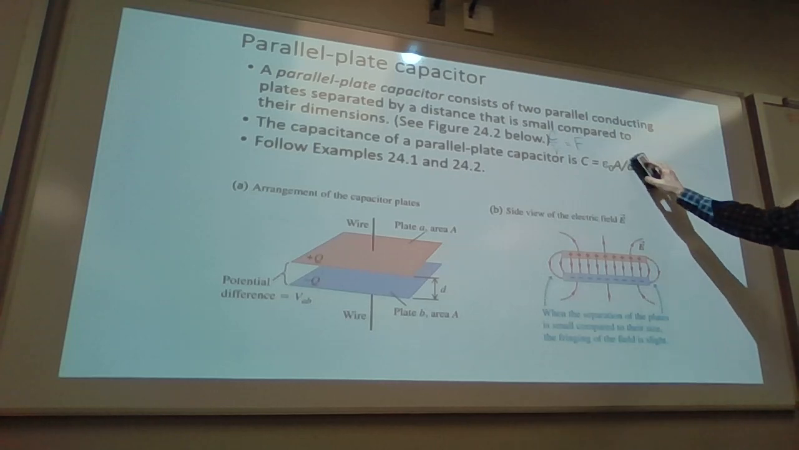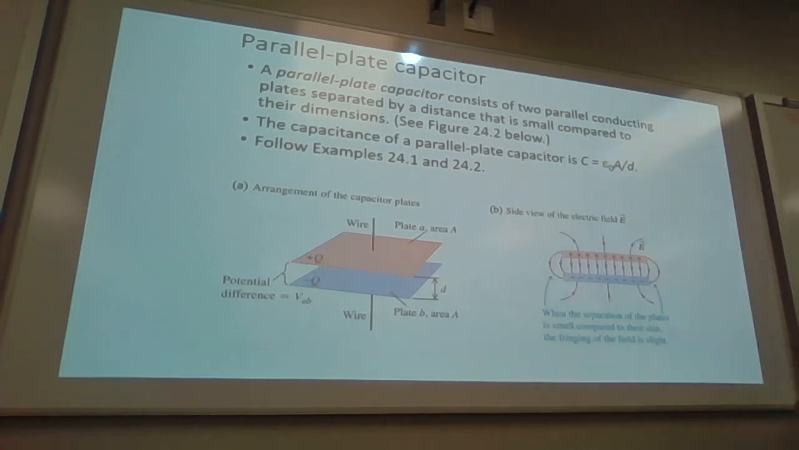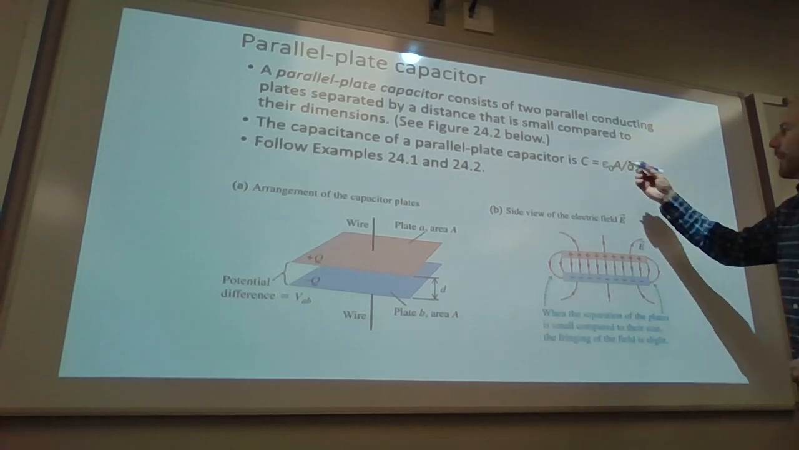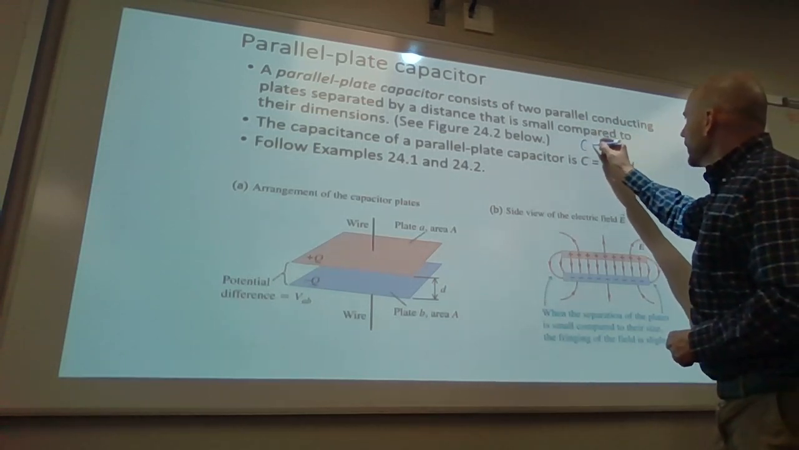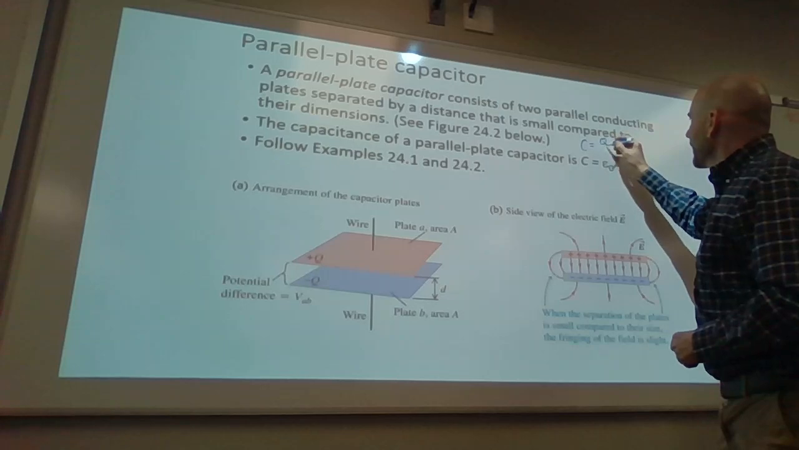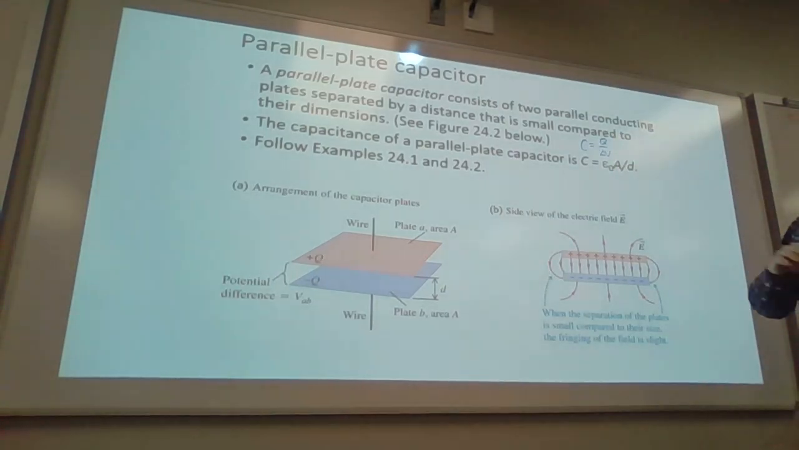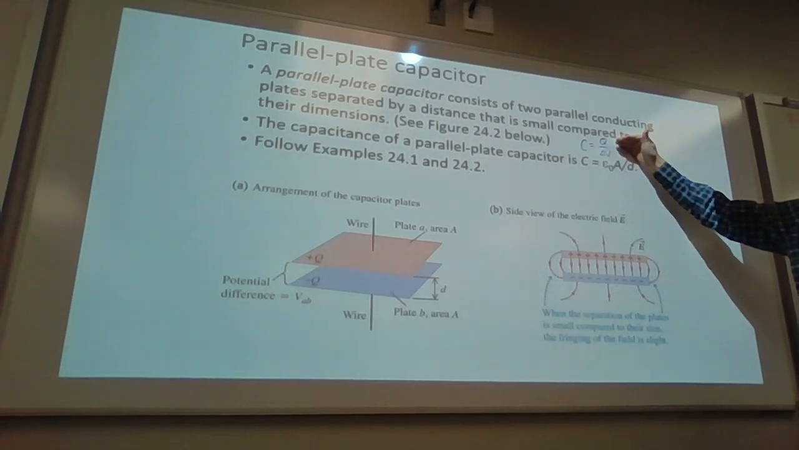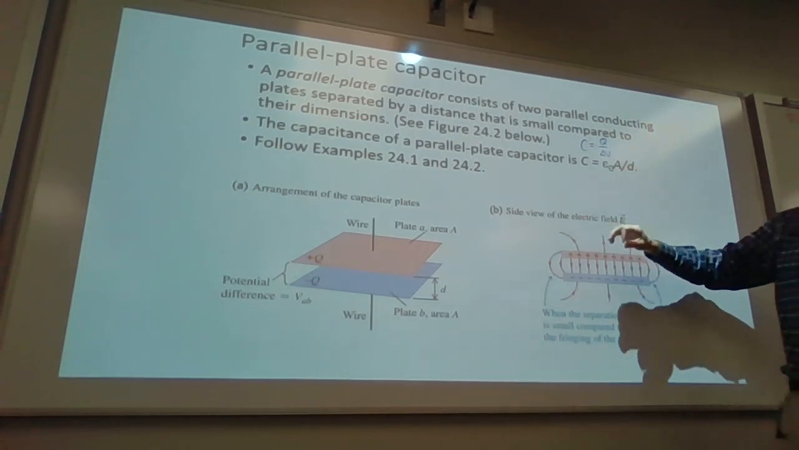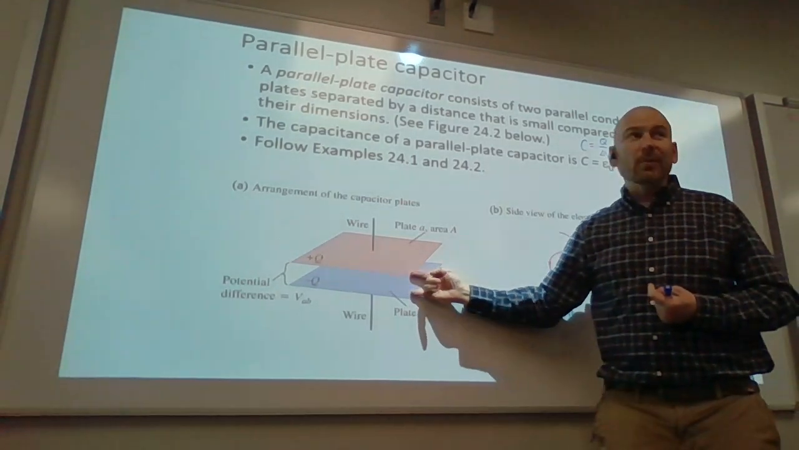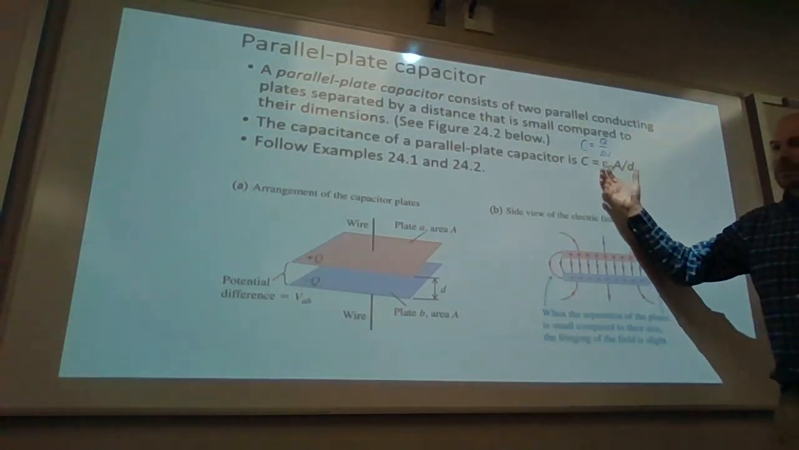Here, just a quick review. The capacitance can be measured experimentally by measuring the charge on the plate, and that's a single plate. It's not combined of both. It's a single plate over the electric potential difference across the two plates.